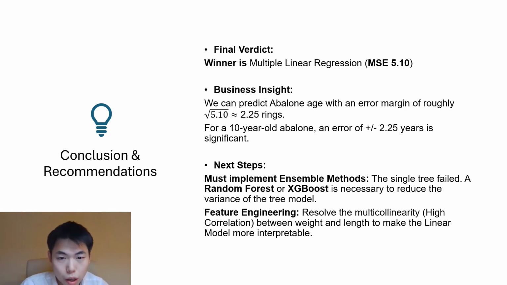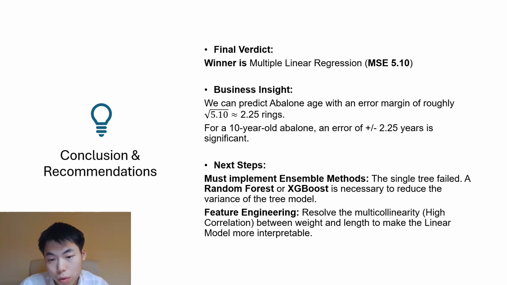Okay, so to conclude, the multiple linear regression was a clear winner for this dataset with the lowest MSE of 5.1. From a business perspective, this means we can predict the age of an abalone with an error margin of roughly 2.2 years. While this isn't perfect, it provides a viable, non-invasive estimation method for harvest.